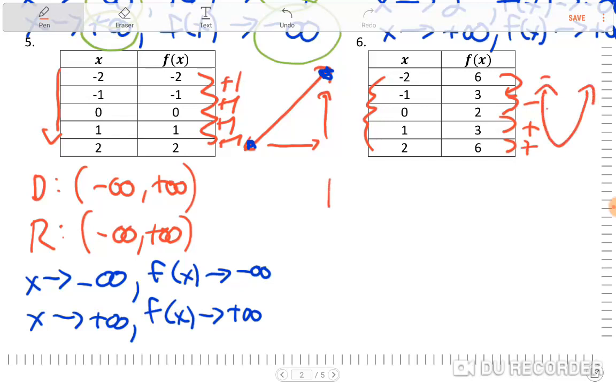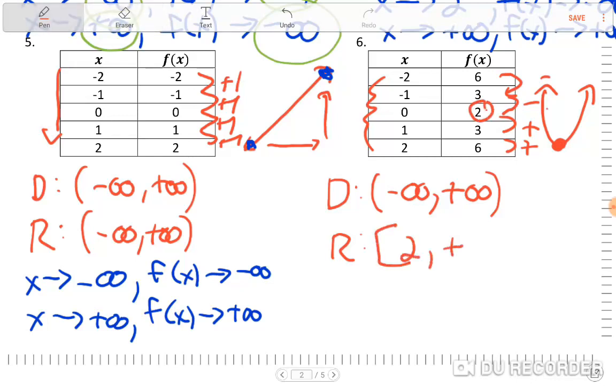So the domain is still going to be all real numbers because parabolas go forever to the left and forever to the right. The range is going to be limited, though, by that turning point. Where did we turn around? We were big, and then we got small, and then we got big again. So it looks like we went down as low as 2, but we touched the 2. So it's not going to take a parentheses. It's going to take a bracket because we touched the 2, up until positive infinity.